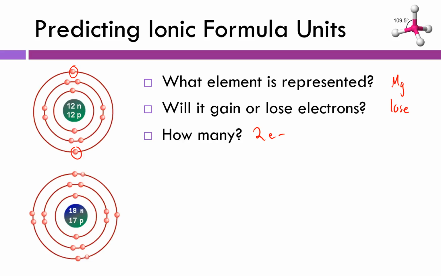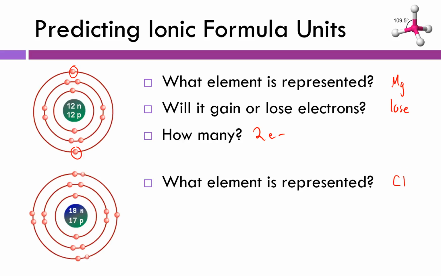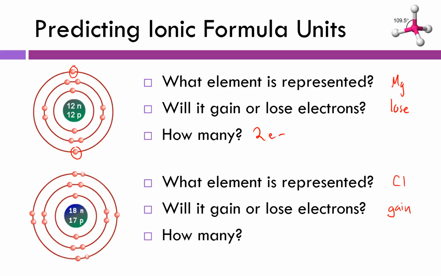Below that, we've got a Bohr model of this element. With 17 protons in the nucleus, that's going to be chlorine. If you look at its valence shell, it's got 7 electrons. So this is going to try to gain electrons to complete its octet. How many does it want to gain? Well, just that 1. Any more is going to give it more than 8, and that's not going to be energetically favorable.